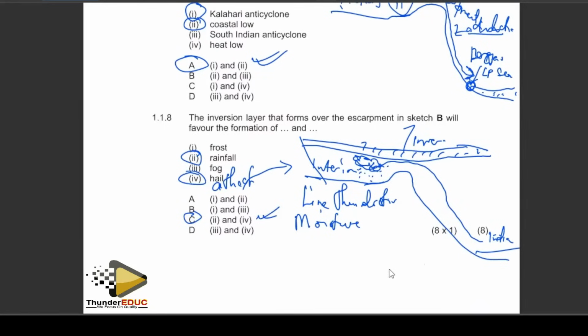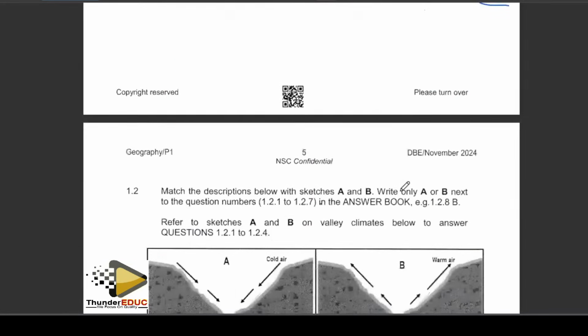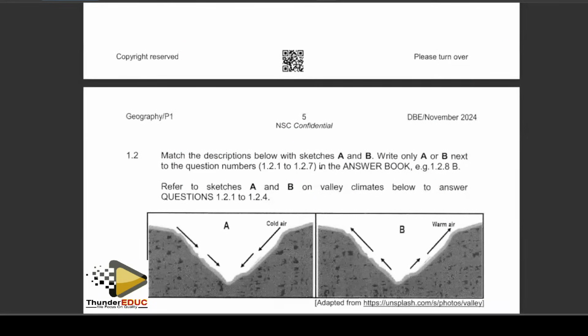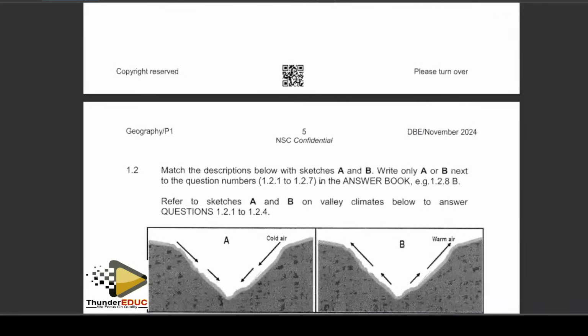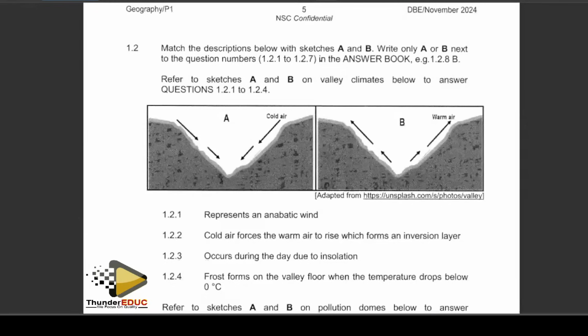We go on to the second section. Right. What we need to note there, we just have to discuss briefly the content relating to the question and maybe just summarize so that we give a justification as to why we are saying that's the best possible answer to that particular question. Right, match the descriptions below with the sketches A and B. Write only A or B next to the question numbers.